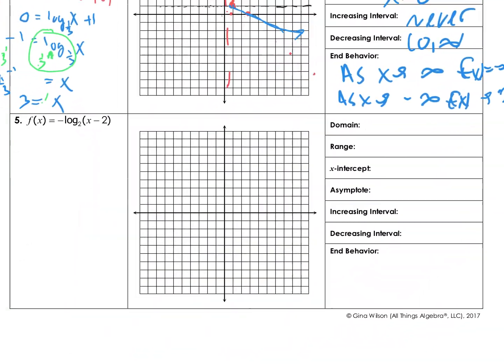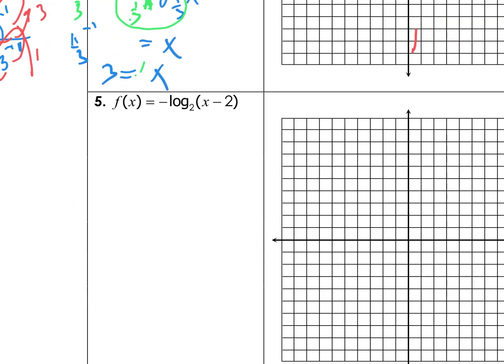Let's do one more. Now this transformation is that I am subtracting 2 from the x, which means right 2. Ooh, and there's a negative in front, meaning it flips over the x-axis. So I'm going to do a cheater method with you right now. I'm going to draw the parent, y equals 2 log base 2 of x.